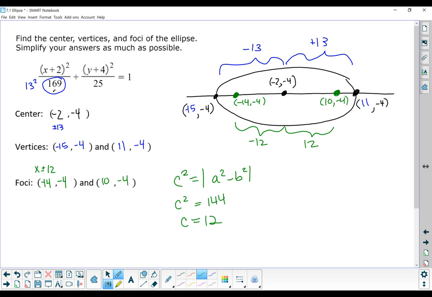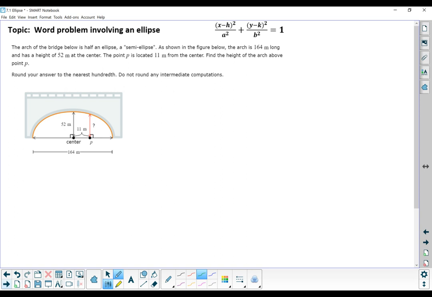So those are our 5 points. Okay, the last topic for ellipses is the word problem topic. It gives you a nice diagram to look at. We've got a bridge that has an arched opening in the shape of an ellipse, or a semi-ellipse, because we don't have that lower side to it, of course.